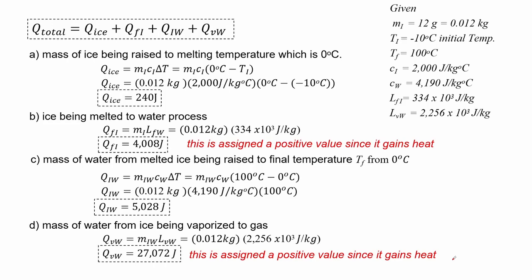So, for the first equation shown in letter A, the mass of ice being raised to melting temperature from -10 degrees to 0 degrees is about 240 joules. Then for melting the ice, it is shown in letter B, where it is positive 40,000 joules. Then for raising the temperature of the converted water from 0 degrees to 100 degrees, it is shown in letter C, and it is 5,028 joules. Then shown in letter D, the mass of ice being vaporized is positive 27,072 joules.